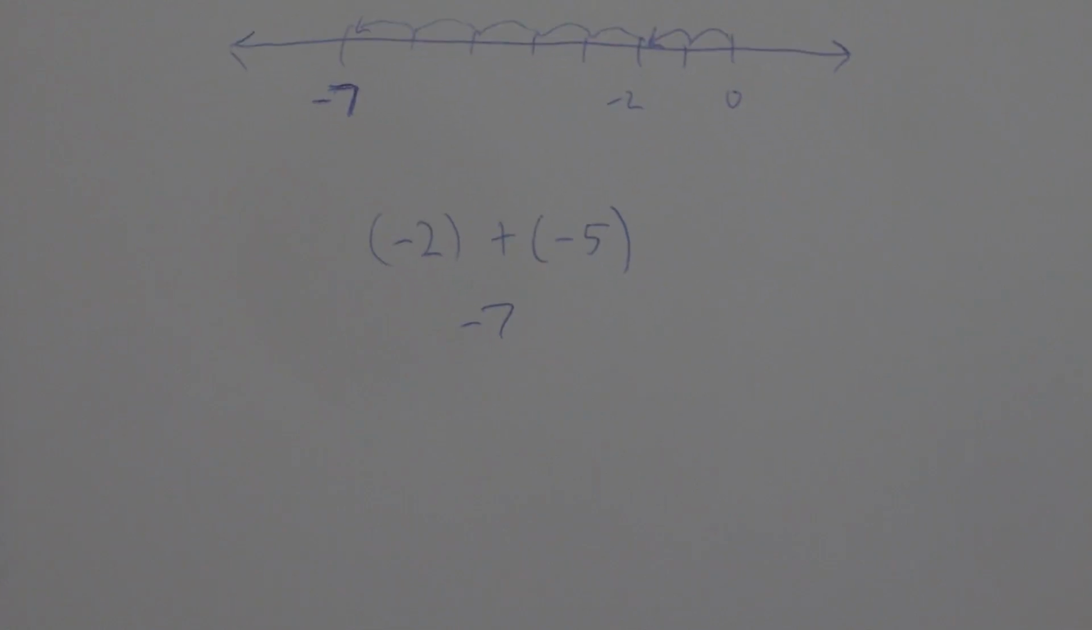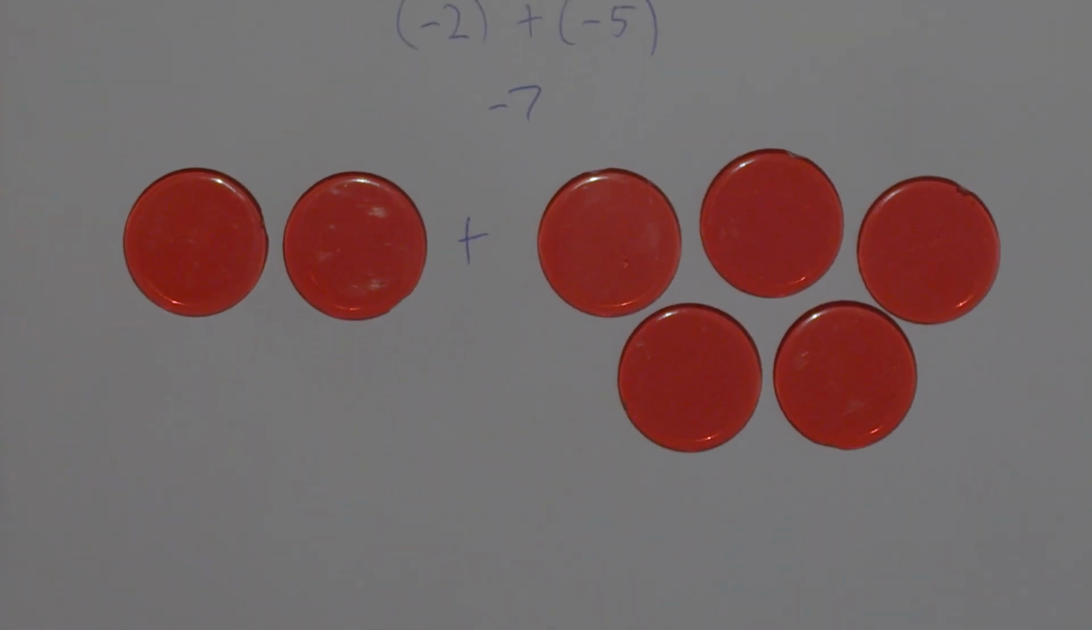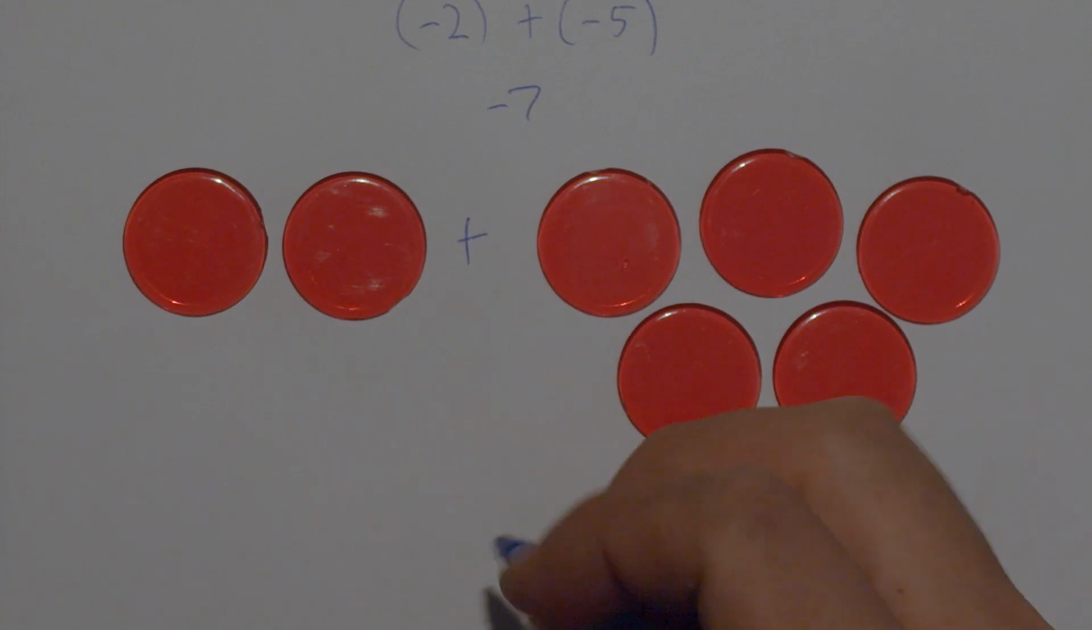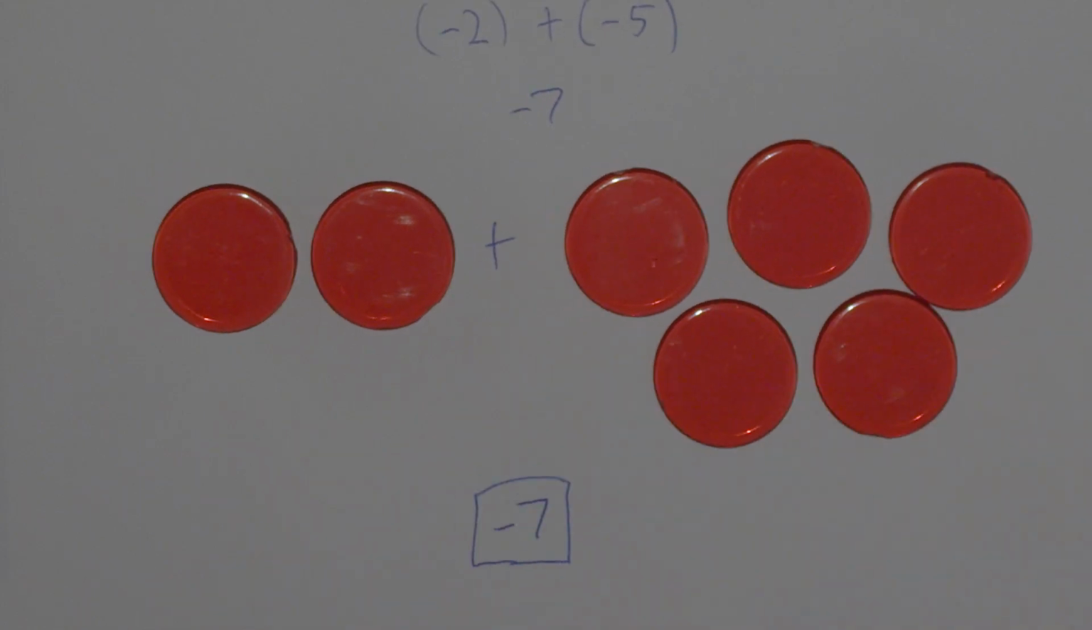And if I were to use red chips, as you can see, there's a total of 7 red chips, and each chip represents a negative. So that's the way that's working there.